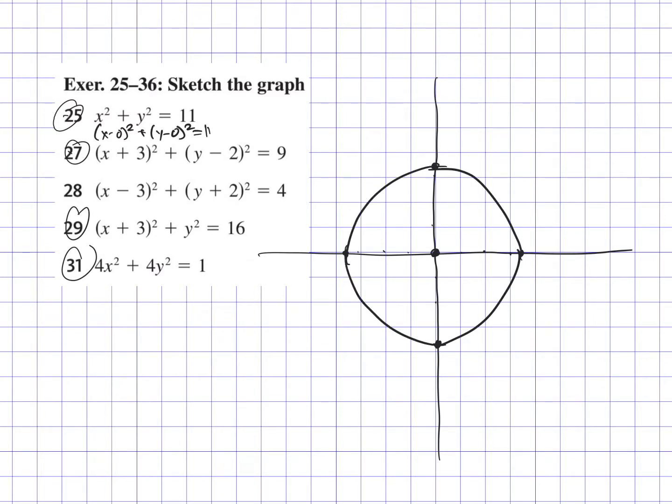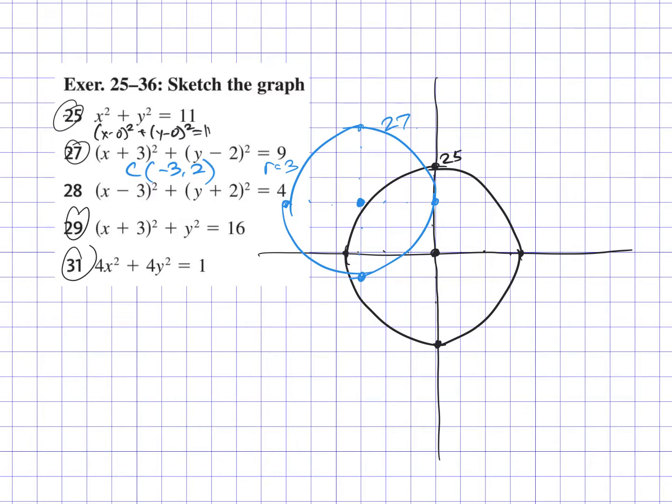Okay? Now, number 27. This was number 25, so let's do blue for number 27. Your center is at -3, +2. Remember, inside grouping symbols, it's opposite what you think. So our center is at -3, 2, which is right here. And our radius squared is 9, so the radius is 3. So count left, right, up, and down 3 units. And that's your perfectly drawn circle for number 27.